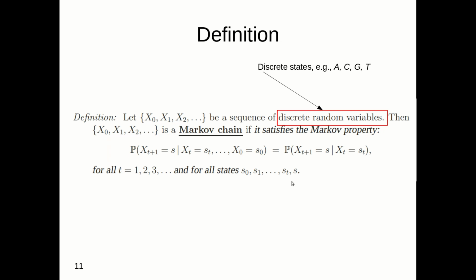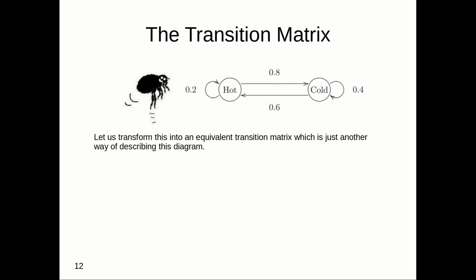So, for instance, those discrete random variables can be, and we're still in the discrete case, our nucleotides A, C, G, T, right? So those are our discrete random variables, or the values they can take.